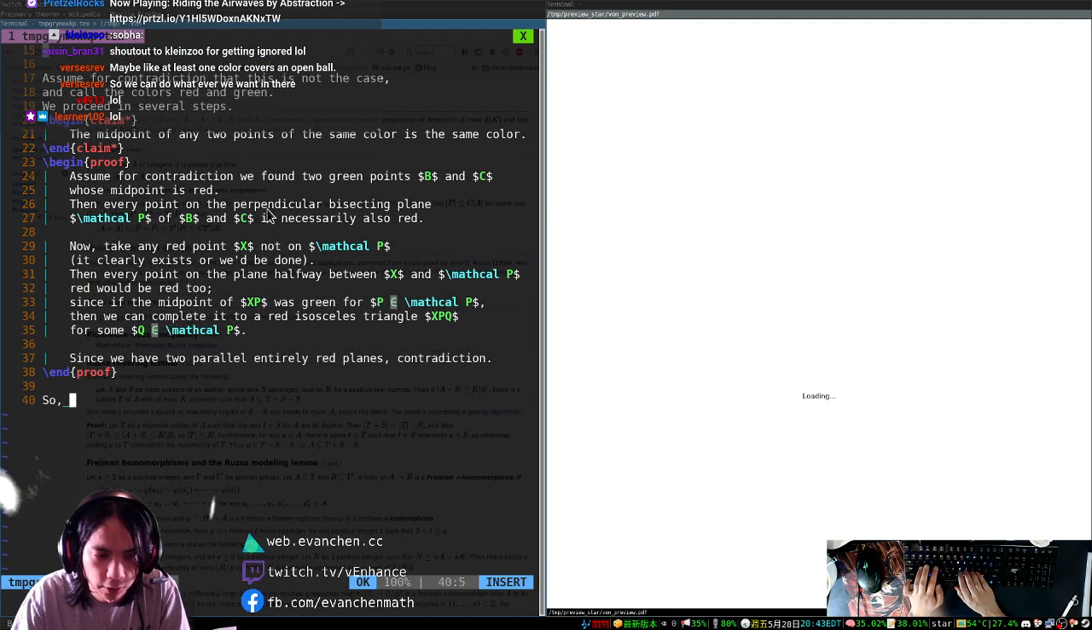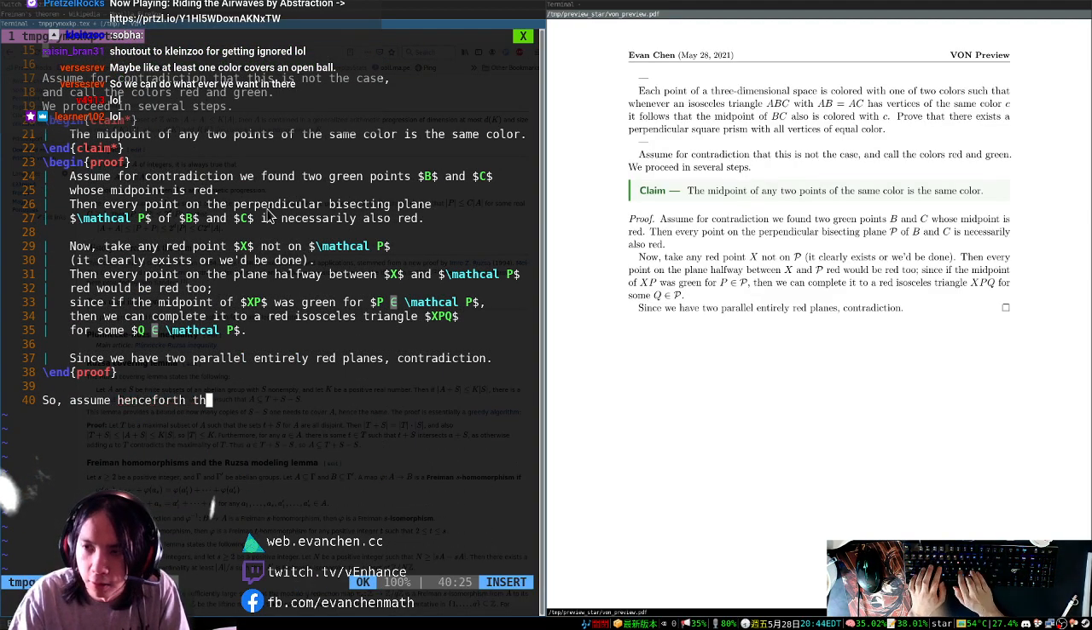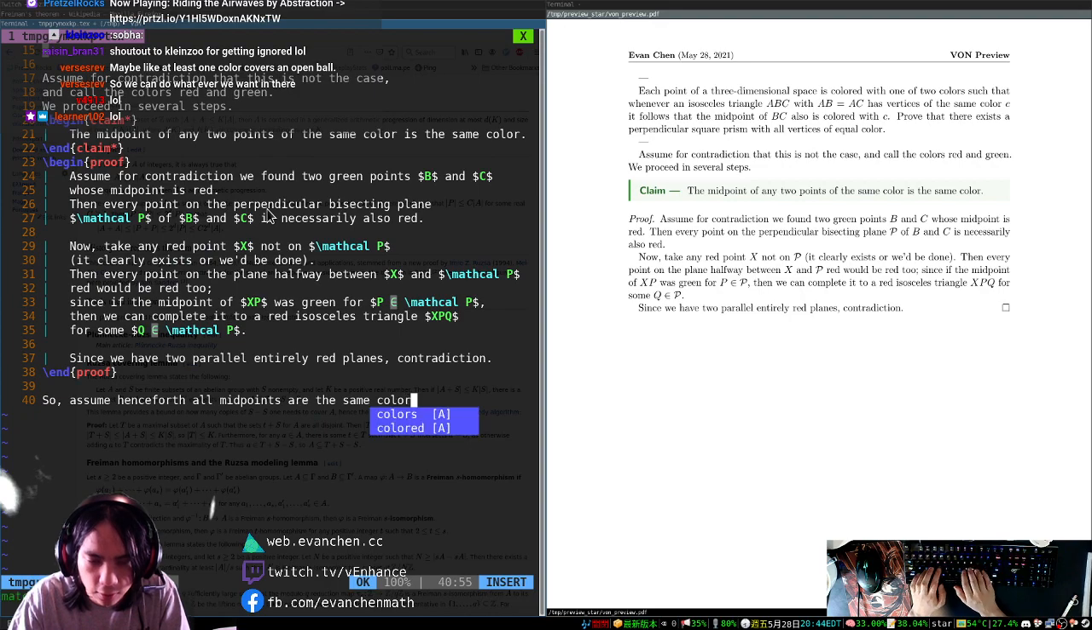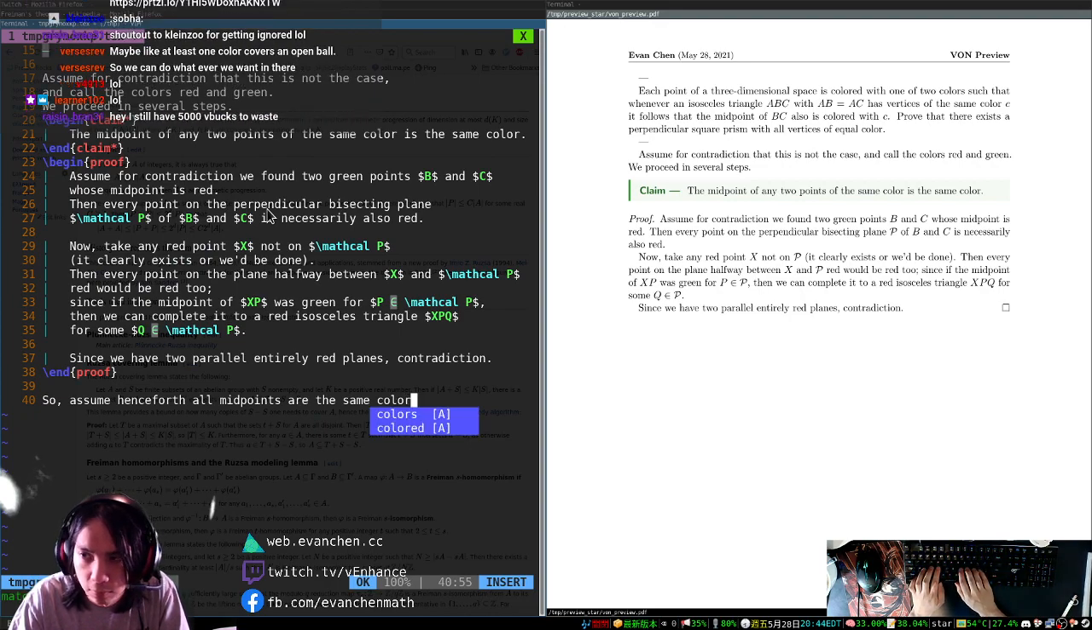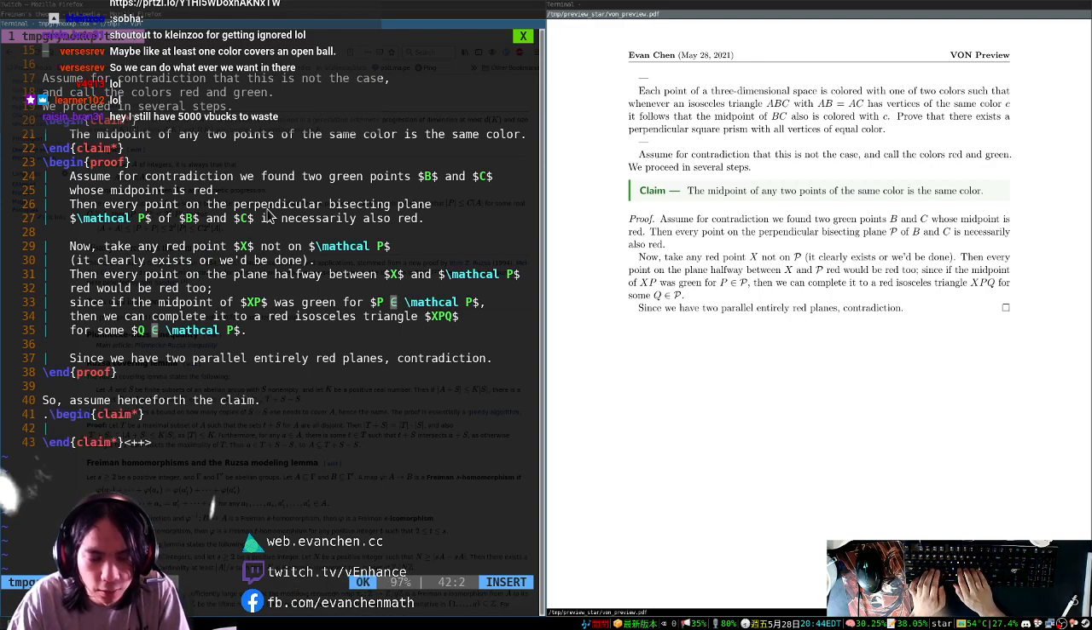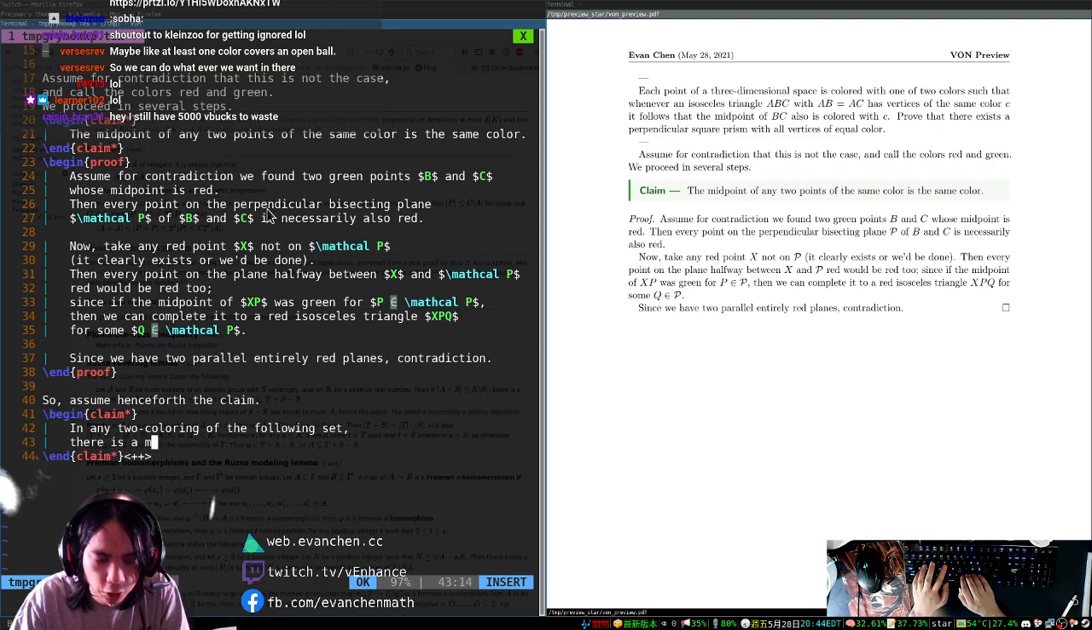Okay, and so assume henceforth that all midpoints are the same. So, math, let me just start the claim. Claim: in any two-coloring of the following set, there is a monochromatic isosceles right triangle.